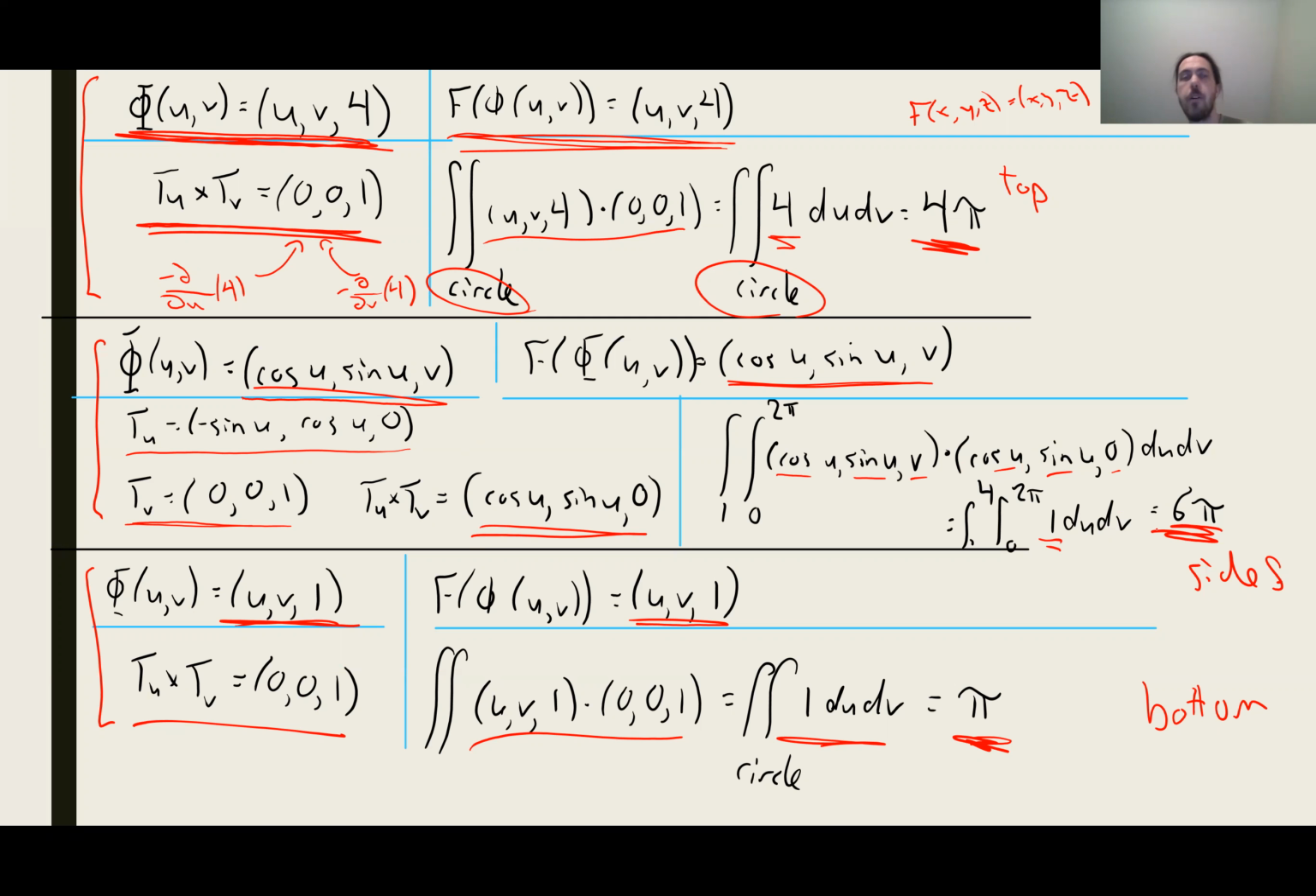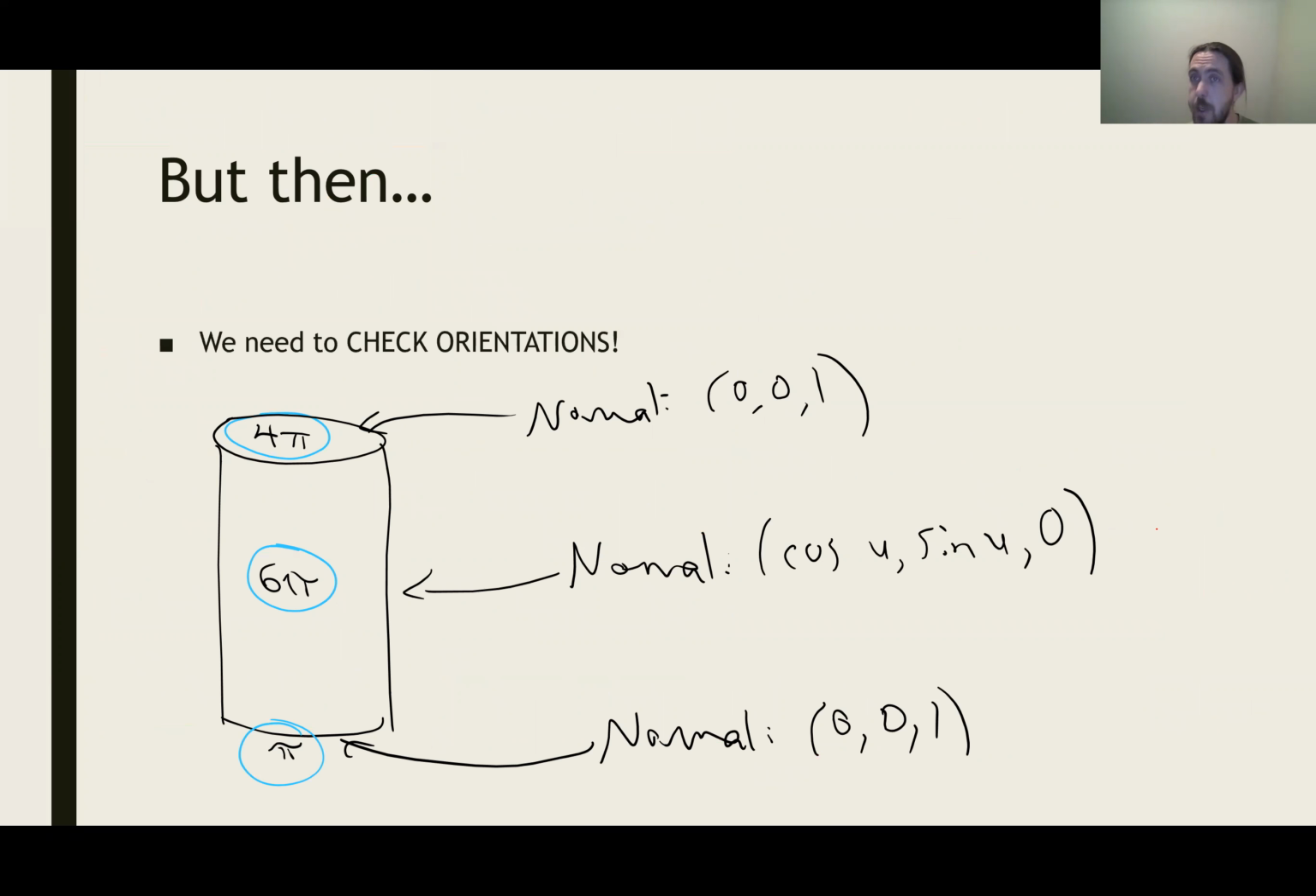Instead, I've had to prepare it earlier and then draw in red all over it. What have we done here? We've calculated that the total contribution from the top was 4 pi, the total contribution from the bottom is pi, and the total contribution from the middle is 6 pi. But we need to check orientation. We're trying to calculate the total amount of flow out.